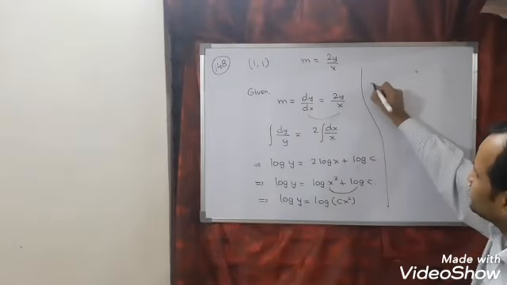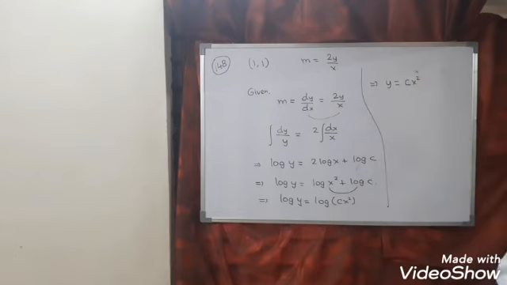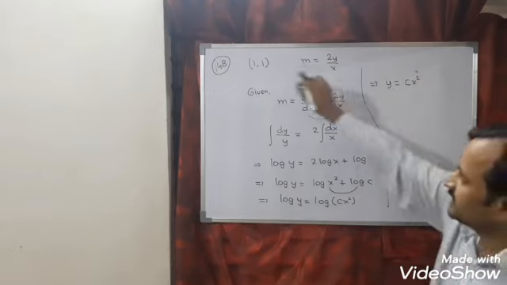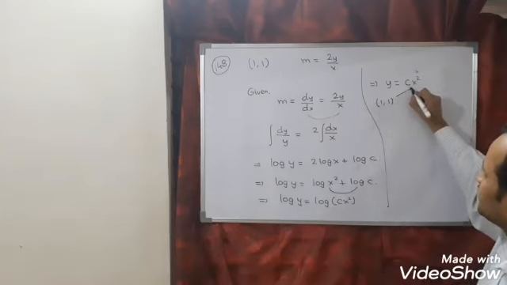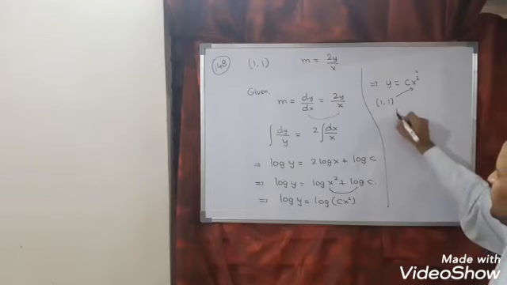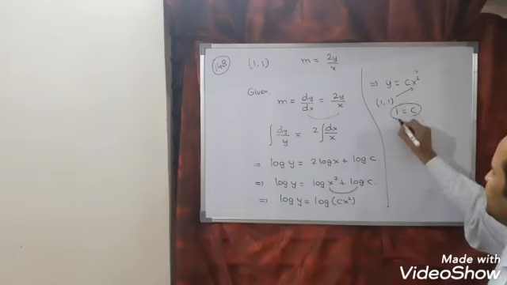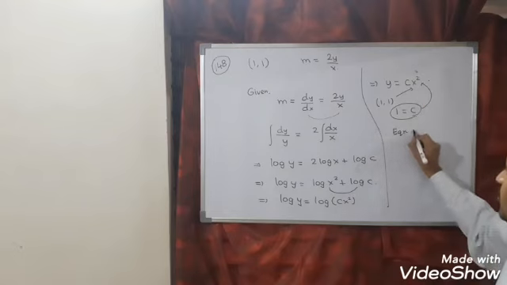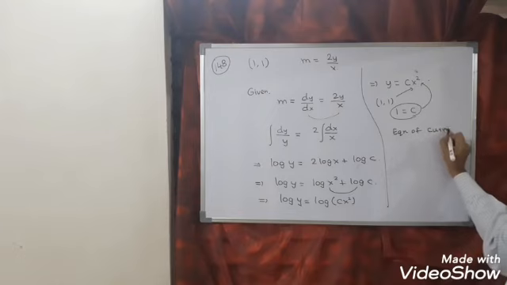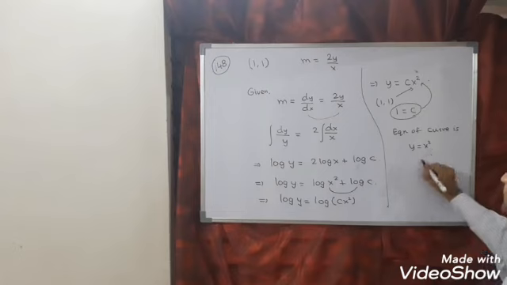So finally what is left? Left is y is equal to c into x square. This curve is passing through 1 comma 1. So put 1 comma 1 in this. So what you will get? 1 is equal to c. So this value of c you keep here. So here I can say the equation of the curve is given by y is equal to x square. So the answer of this question is y equal to x square.